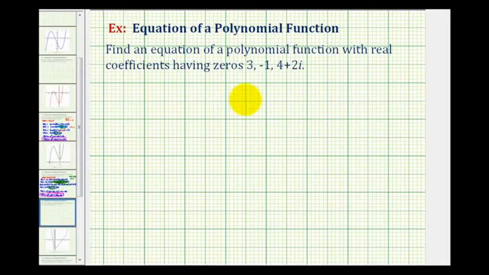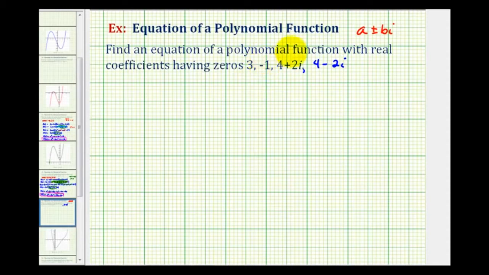We want to find an equation of a polynomial function with real coefficients having zeros positive 3, negative 1, and 4 plus 2i. Notice how we're given one complex zero of the polynomial function, but complex zeros always come in conjugate pairs, meaning in the form of a plus or minus bi. So if we know 4 plus 2i is a zero of the function, then 4 minus 2i must also be a zero of the function.